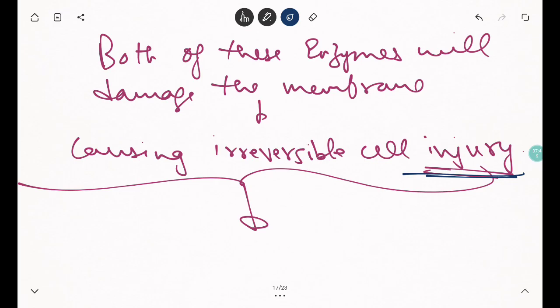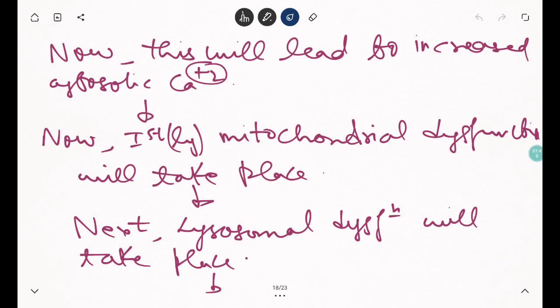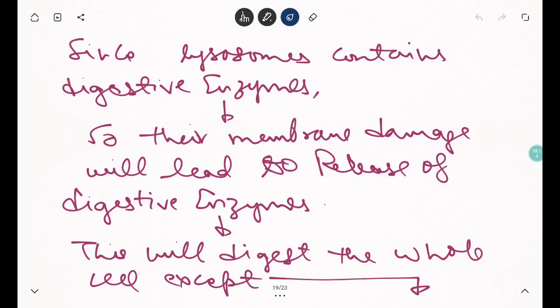Here the membrane is damaged. Now we know that the concentration of calcium outside the cell is 10,000 times more than within the cell. So when the cell membrane gets damaged, calcium will enter into the cell, and this will firstly lead to mitochondrial dysfunction. Next it will lead to lysosomal dysfunction. This lysosomal dysfunction is very fatal and dangerous for the cell. Since lysosomes contain digestive enzymes, their membrane damage will lead to release of digestive enzymes within the cytoplasm. This will digest the whole cell.